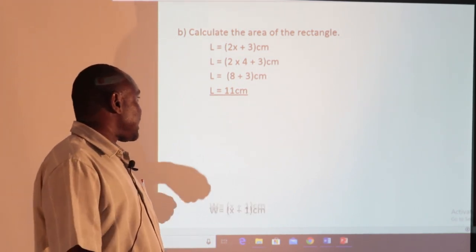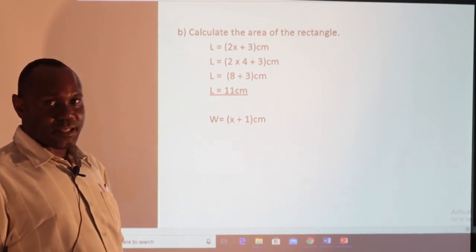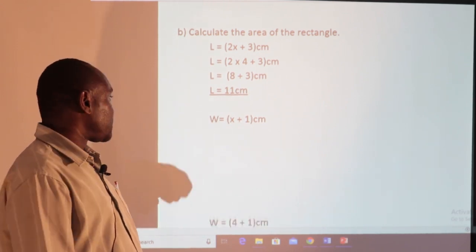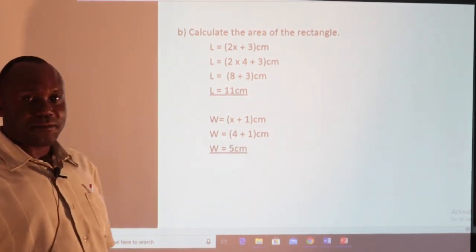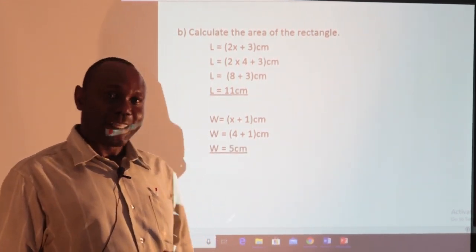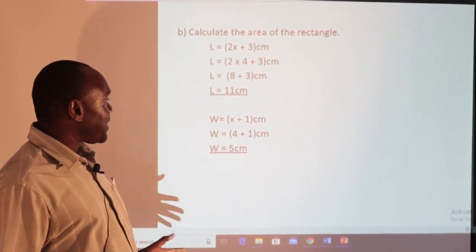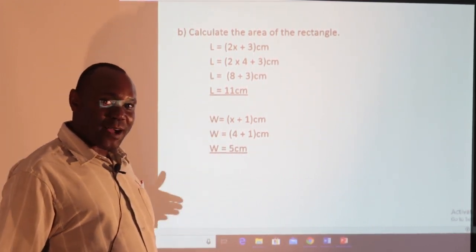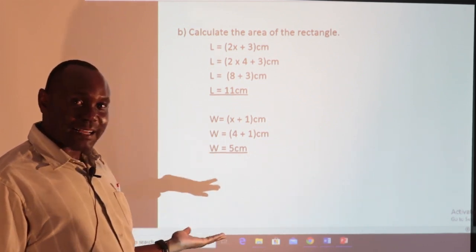Then let's look at the width also. The width equals x plus 1. We substitute, that is 4 plus 1, and it gives us 5 centimeters. Please, dear candidates, if it is an examination, see how I have displayed my work, because we don't know where the examiner will award a mark.